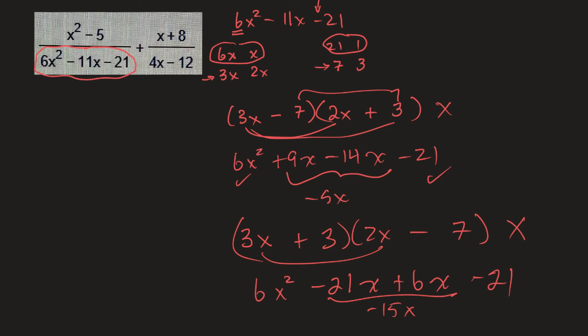Okay, so if that didn't work, I tried the 3 and the 7, and that didn't work. I really don't want to try the 21 and 1 because those typically give me crazy answers. So maybe my next option is to try changing the 3 and the 2 to 6 and 1. So let's try that. So 6x, x, and now we'll try our 3 and a 7.